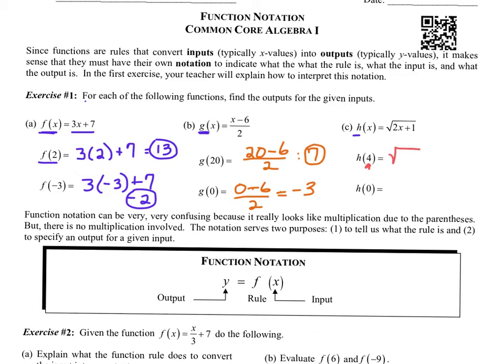So the square root of, we haven't done much with square roots, but let's see where this takes us. 2 times 4 plus 1. Well, 2 times 4 is 8 plus 1 is 9. Oh, the square root of 9 is 3. H of 0 would be the square root of 2 times 0, which is 0, plus 1. The square root of 1 happens to be 1. So it's substituting in for a value of x and coming up with the output.